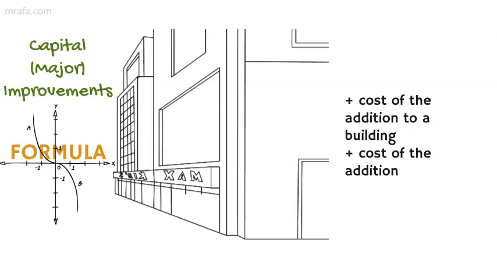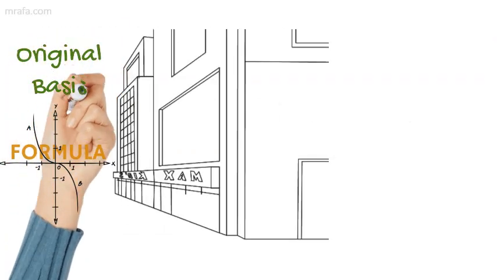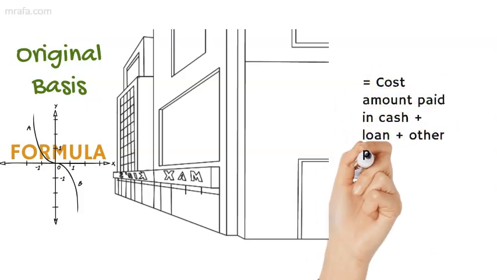So just a recap, the original basis of the property that you're selling is the cost: the amount paid in cash plus the loan and other property or services.